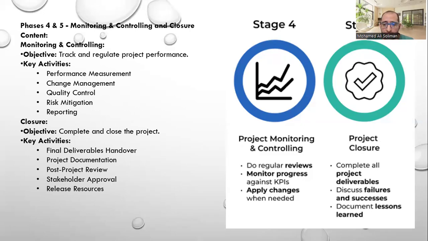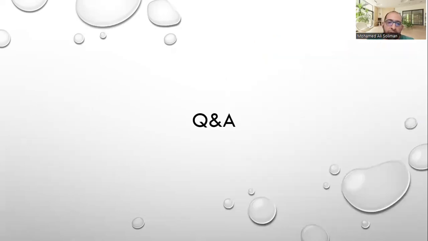Before releasing resources, there is a very important aspect: to document lessons learned. What went well, what is to be improved, because whenever we are applying to similar projects with similar scope, we can refer to these lessons learned to save time, to save resources, to make good use of them. So that's all for the project management life cycle: initiation, planning, execution, monitoring and control, and finally closure.